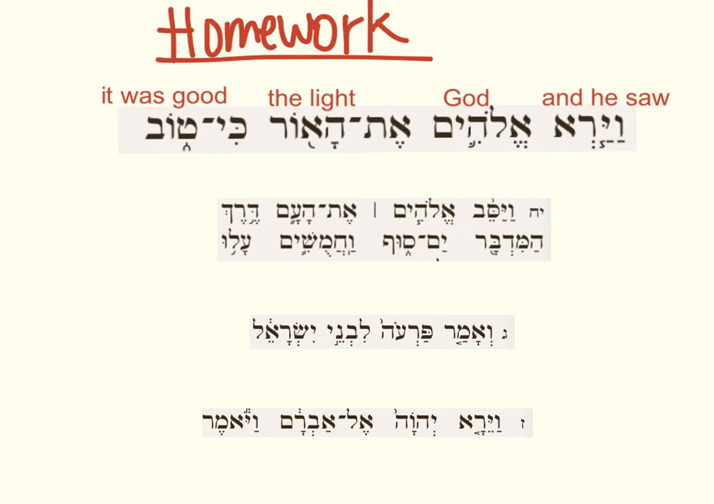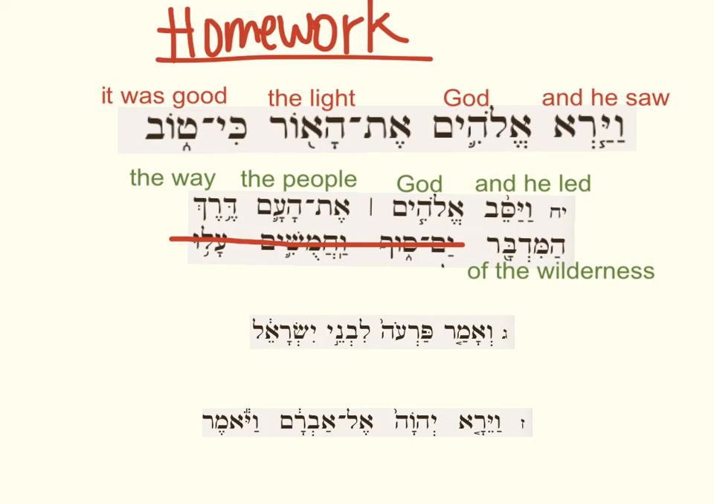So for number 1, vayar means and he saw. Elohim is God. Et haor, so there's et, and then haor means the light, and ki tov, it was good. For number 2, vayasev, and he led. Elohim is God. Et, there's your et. Ha'am is the people. Derech means the way. And Hamidbar is of the wilderness.